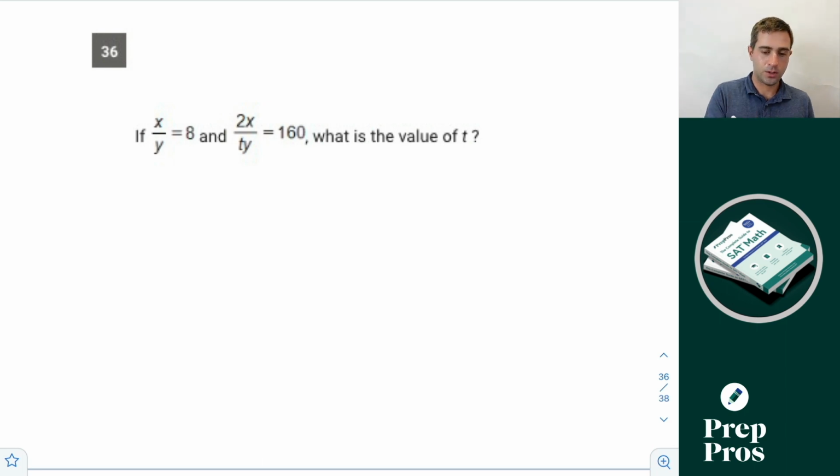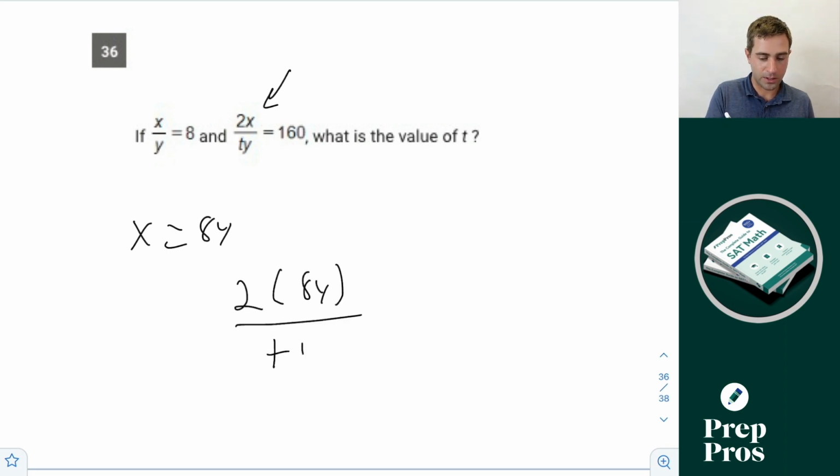Okay. So first thing I would do is I would just cross multiply. So this will give me that x equals 8y. I want to do this because I don't want to have a bunch of variables in this expression. So now I can substitute in. I'll do 2 times our 8y over ty is equal to 160.